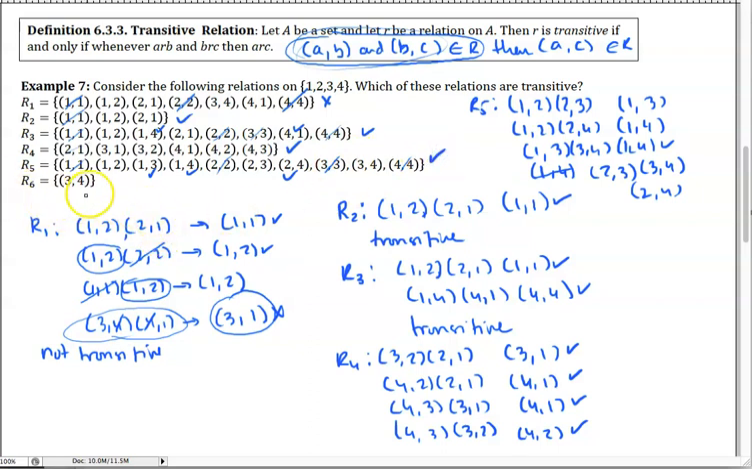Now R6. R6 only has a (3,4) in it. That's transitive by default because we don't have anything in the relation that looks like that. You don't have things to pair up. If the premise is false, then the property is true by default. It's like a vacuous proof, basically. So the only one that wasn't transitive was R1. Okay, let's end the video here.